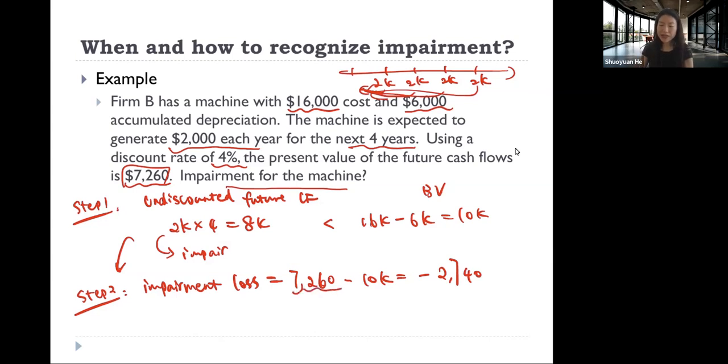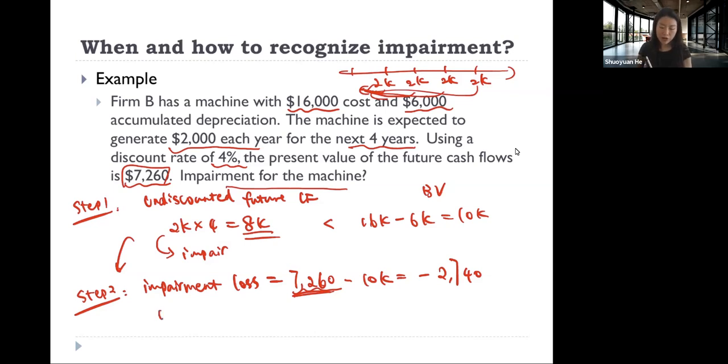And as you can see here, because the fair value of the machine is the discounted future cash flow, it is always smaller than the undiscounted future cash flow, which means that the impairment loss is kind of conservative. We are trying to recognize as much impairment loss as we can to be conservative.